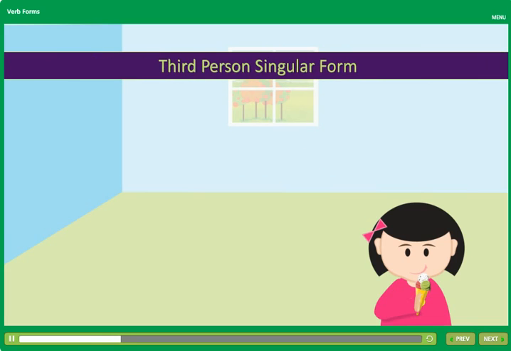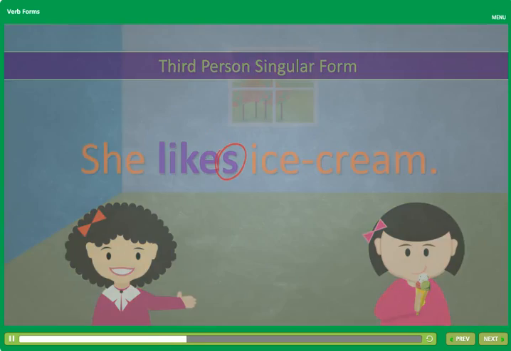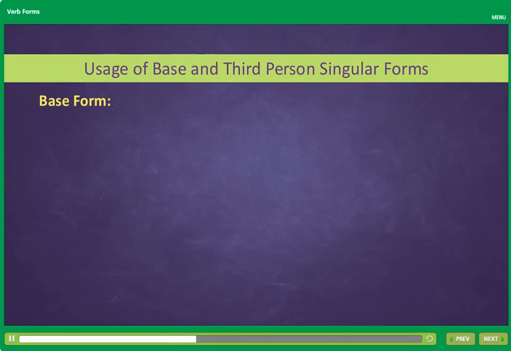Sometimes we add letters to verbs in order to change their form. Example, in this example, an S is added to the base form of the verb. This form of the verb is known as third person singular. We use the base form of the verb when using it with I, we, they, you, and more than one subject.